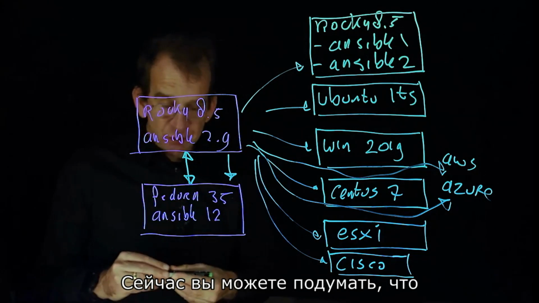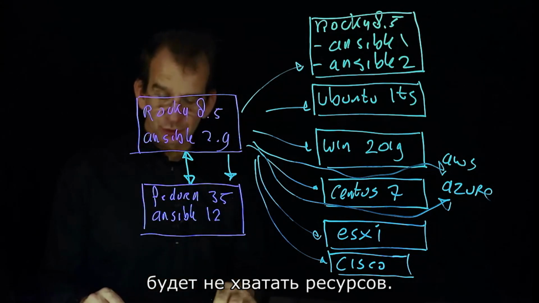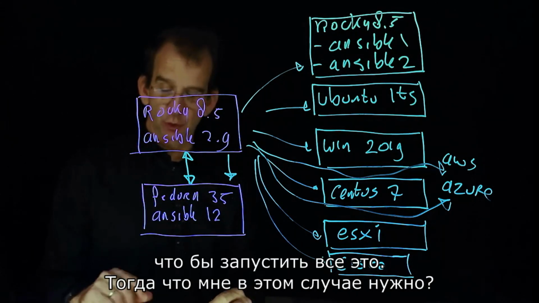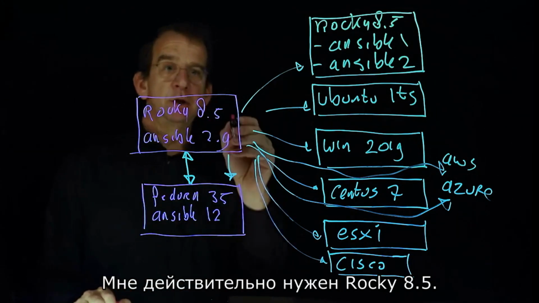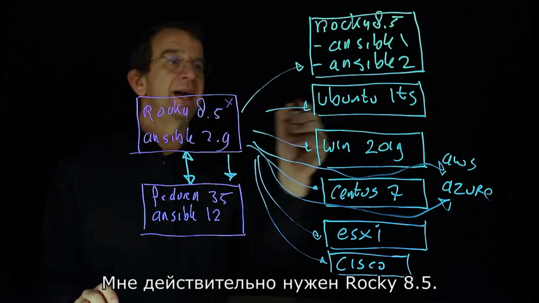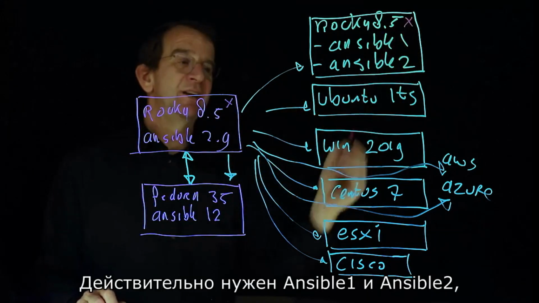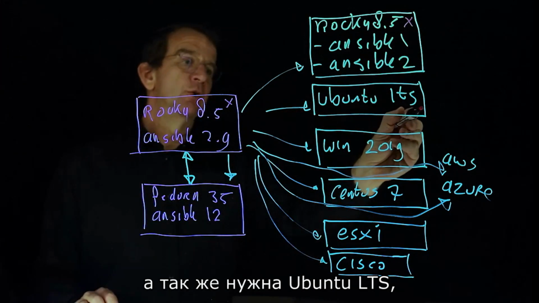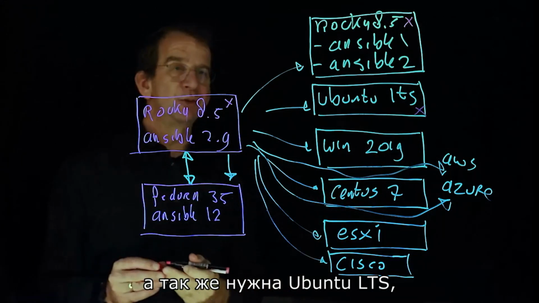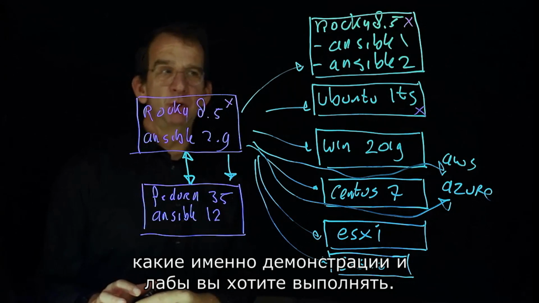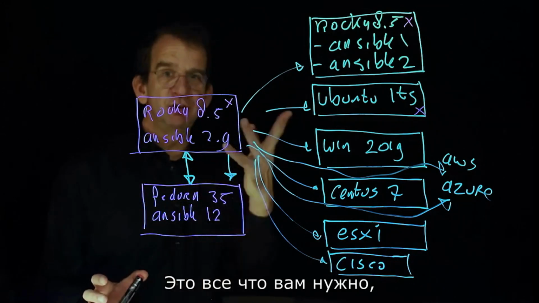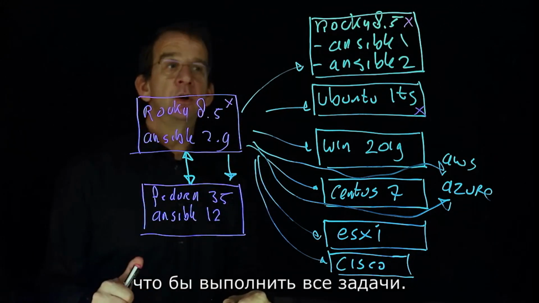Now, I can imagine that you think, hey, I'm low on resources. I don't have all the hardware resources to run all of these. So what do I really need? Well, you really need the Rocky 8.5. You really need the Ansible 1 and 2, and also you really need the Ubuntu LTS. And for the rest of it, it really depends on which demos you want to follow along with. This is all you need if you want to follow along with everything.